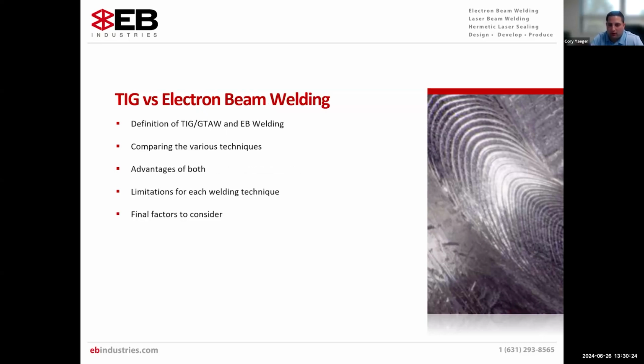So just jumping into it, welding is a critical technology that the aerospace, medical, defense, and many other industries rely on to manufacture the components they need. Choosing a welding technique can make or break your project, so it's important to understand what options are available and when to choose one over the other.